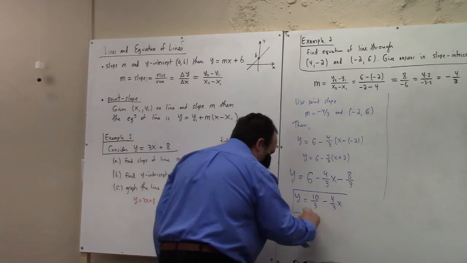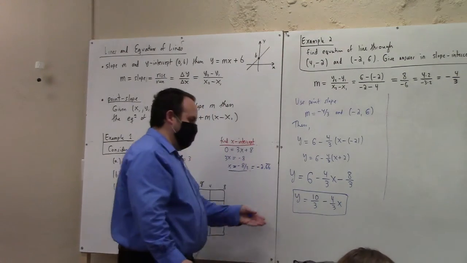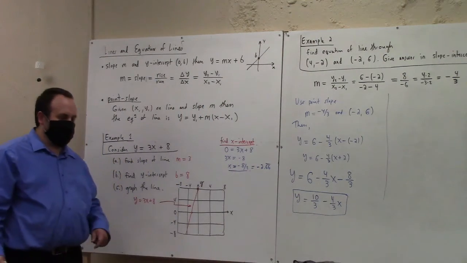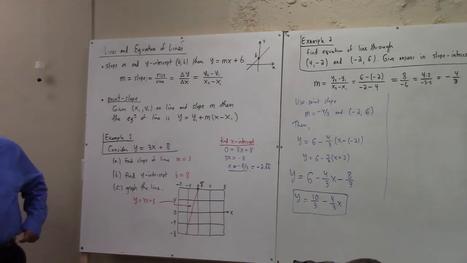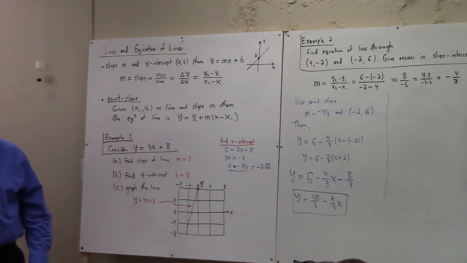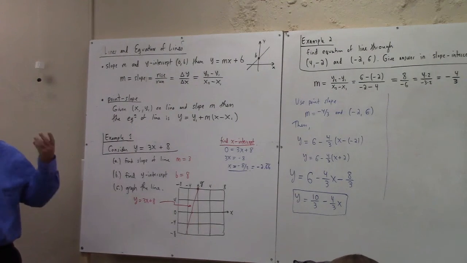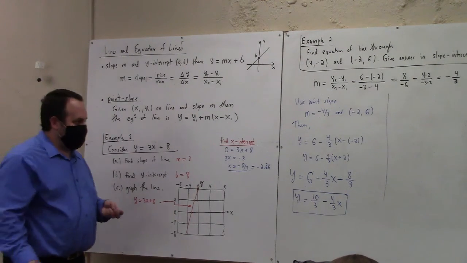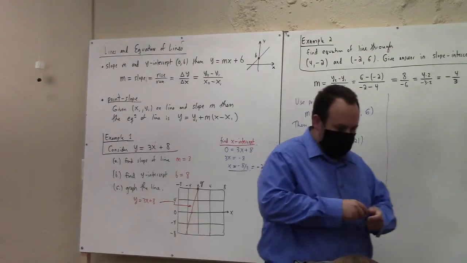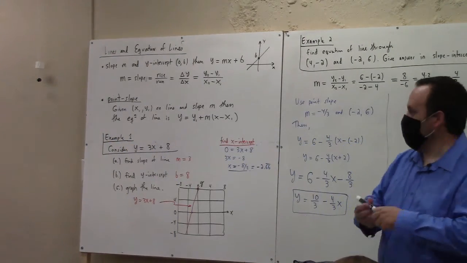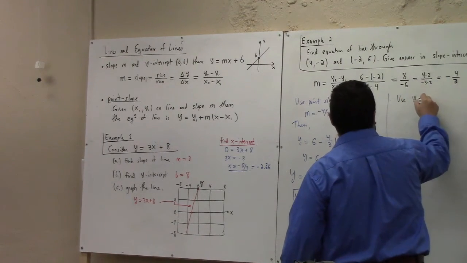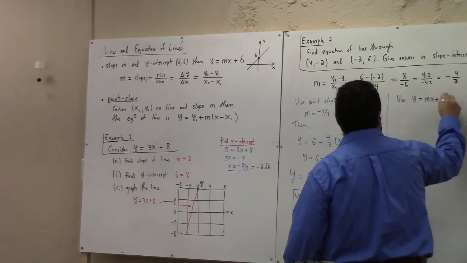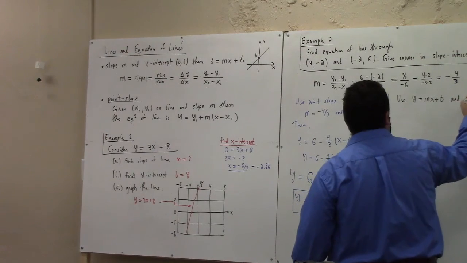So there you go. That's slope-intercept. I can tell you that the y-intercept is 10/3, and I know the slope is minus 4/3. So that's one way we could do it. Use point slope and simplify. The other way we could do it would be to just do the algebra. So the other way is just to use y equals mx plus b and find b.